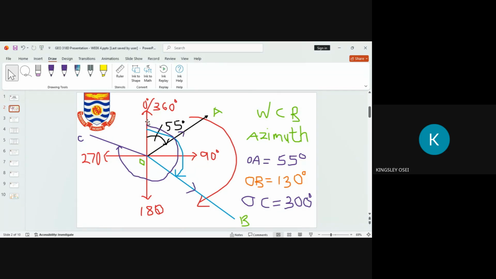All right. So I'm going to do another sketch. This time, I'm going to quote some values, and then I'll use the values to do the sketching. And like I said, if you want proper work with measurements, the protractor would have been our best friend to measure with.